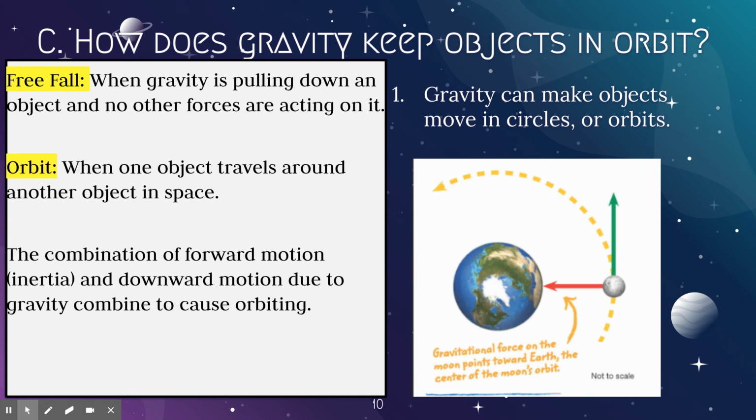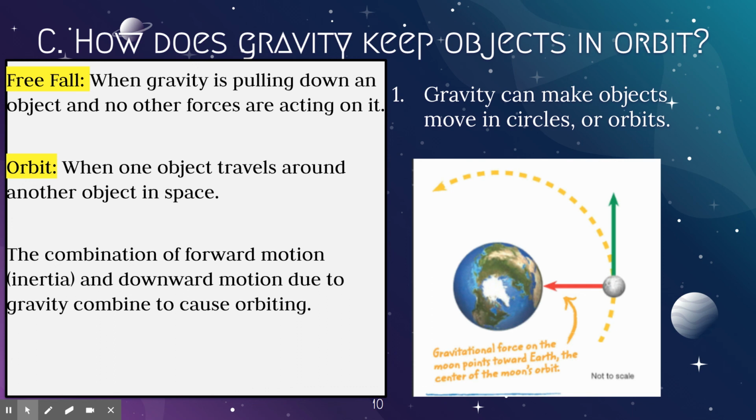Now, depending on the object's size and the object's distance from, let's say, Earth, it has to be the perfect distance away in order to stay in orbit. We will learn a lot more about this in 8th grade when you're doing earth science and we talk about space. But those two forces together, gravity as well as inertia or forward motion, are what cause objects to stay in orbit.